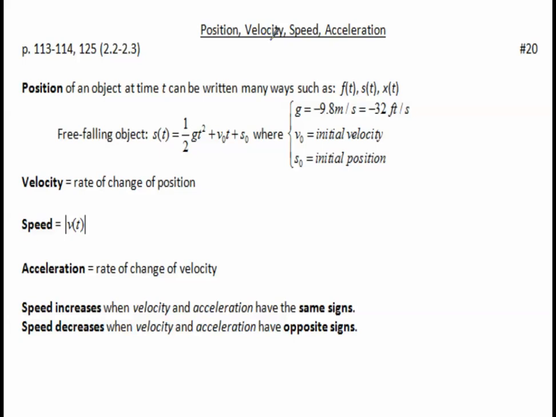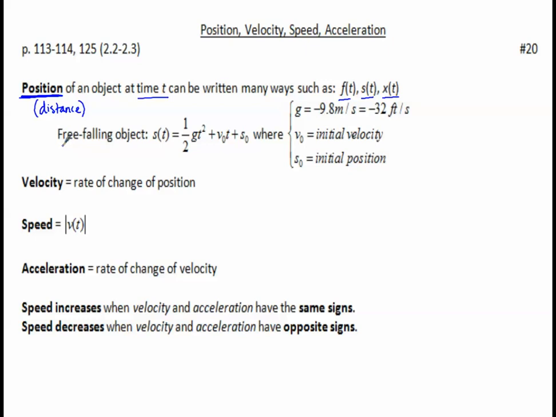Now we're going to look at position, velocity, speed, acceleration, and how these things are related to each other. First of all, position, where something is in relation to something else. Relating to distance often is when we think of position. Position of an object at time t can be written many ways. Some of the most popular ways: f of t, s of t, x of t, because we talk about moving along a horizontal line, and the x direction in a graph is horizontal.